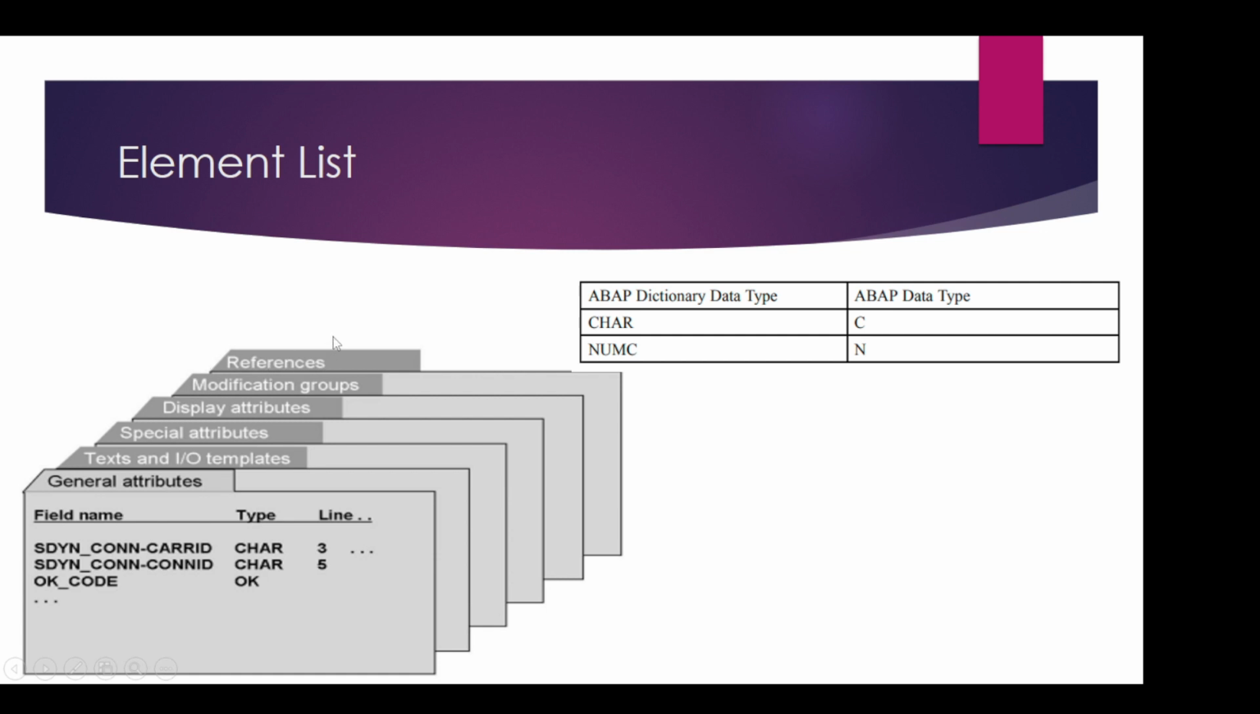And the other important point regarding element list is that it uses the ABAP data types like C or N, but in the ABAP dictionary data types there are the character CHAR and the NUMC for the numeric values and so on. So these are the important points regarding element list. We can also manage the attributes of fields via the attribute function in the layout editor. Let's move straight to the system.